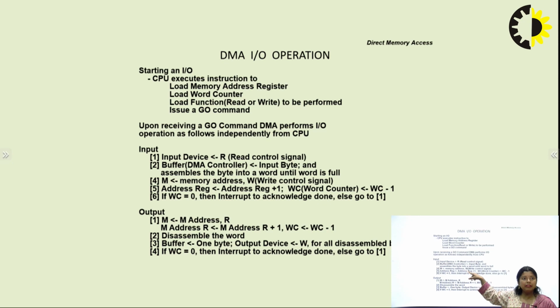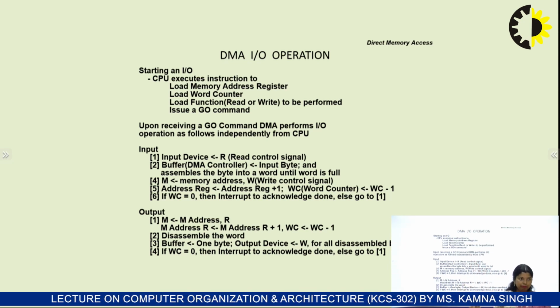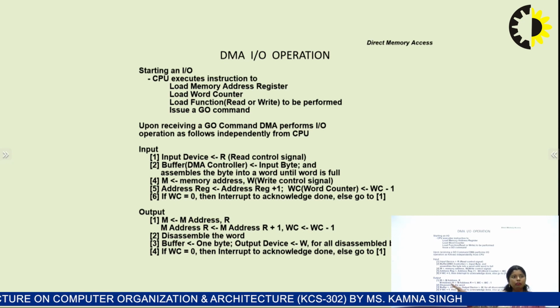After that, the memory address is written into the memory address register, and the word count register holds the total number of words in the memory. If the WC is 0, it means all the transmission has taken place. If the WC value is not 0, then the transmission takes place again from IO to DMA to the memory. How will we get the output?